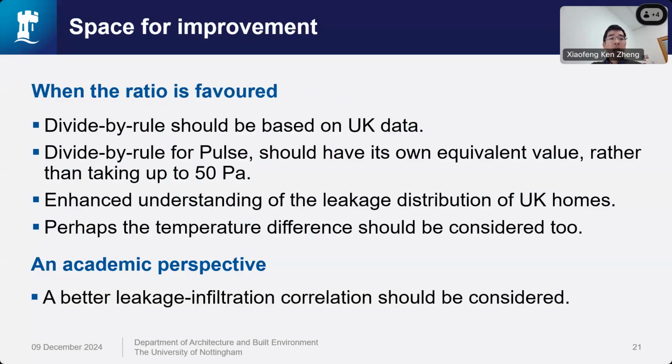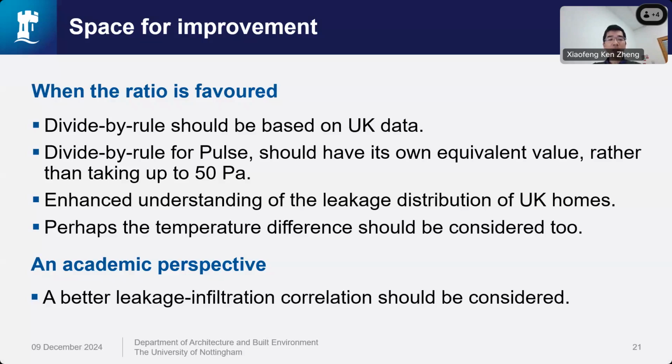When the leakage infiltration ratio is favored, I think the space for improvement is that the divided by rule should be based on UK data. Also, the divided by rule for the Pulse test should have its own equivalent value rather than taking it from 50 Pascal. We also need a better understanding of the leakage distribution of UK homes, which is still a bit of a challenge in the field. And perhaps we can also consider the temperature difference.